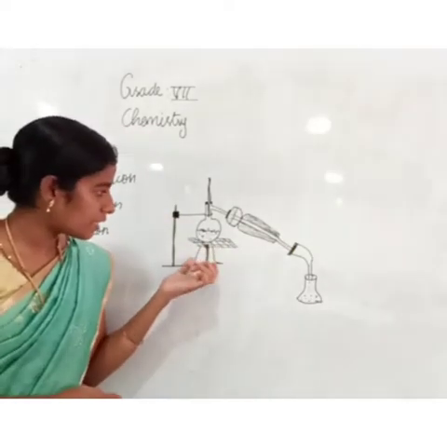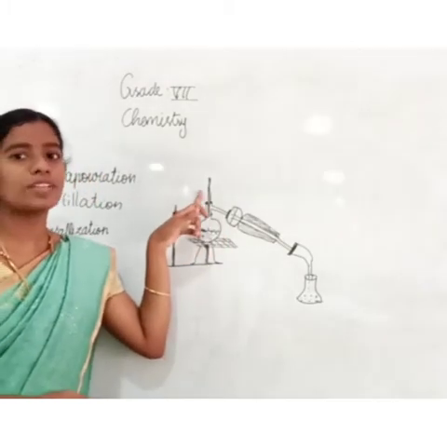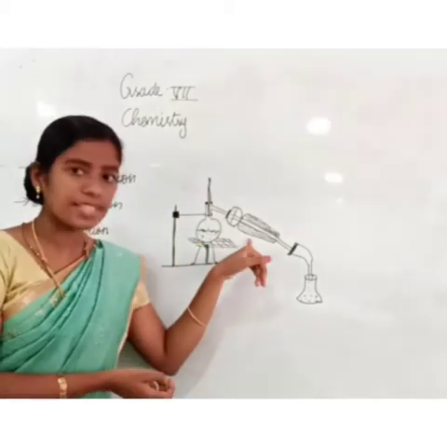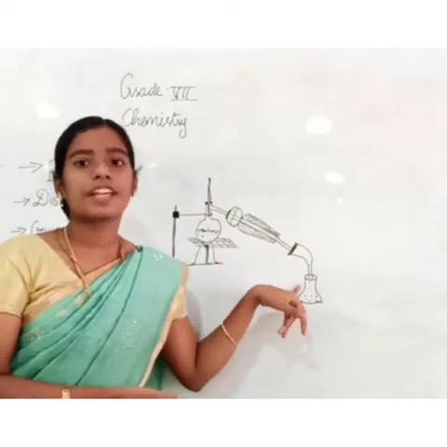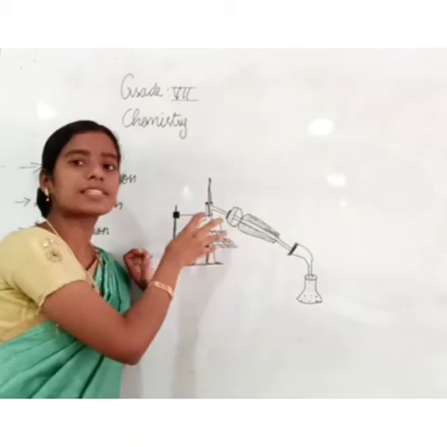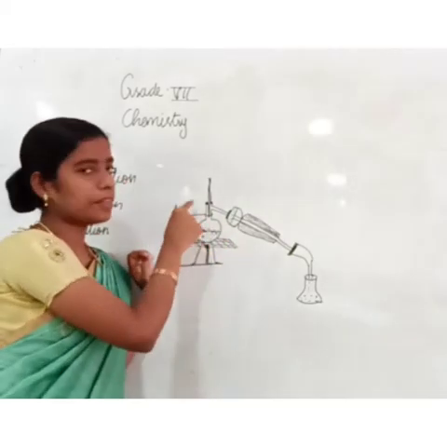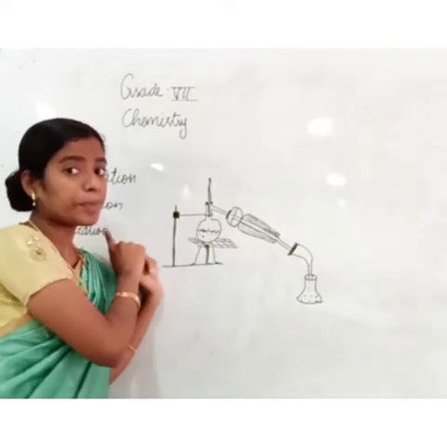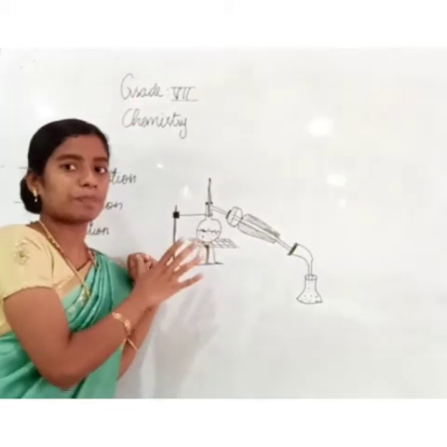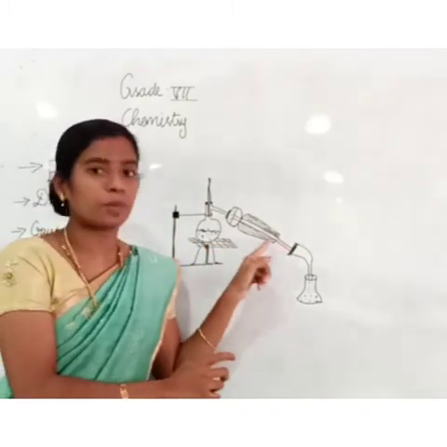This is the burner, the round bottom flask. Here we have kept a thermometer just to note the temperature of the liquid inside. Then a condenser, then the flask. When we heat this mixture in this round bottom flask, the vapors will evaporate. In evaporation, what happens? The liquid vapors evaporate and go to the atmosphere. Here what we are doing is collecting these vapors through this tube.